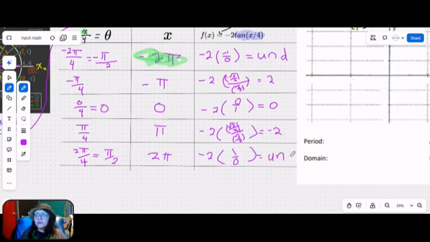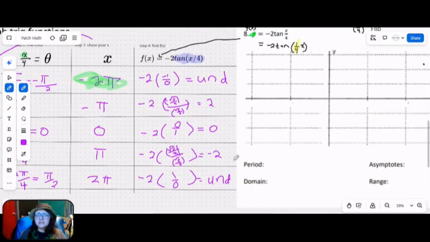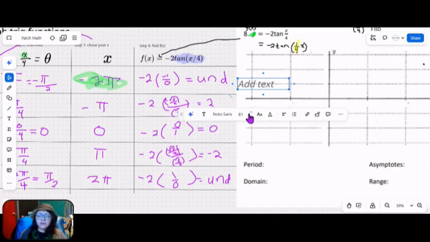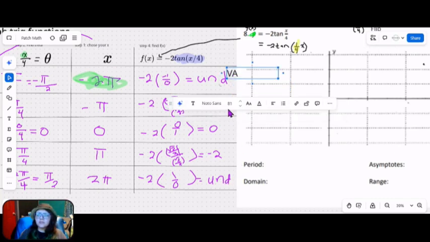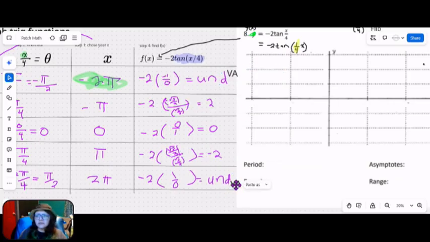That was a mouthful. Now, before we graph this thing, it is important to know, what did we just find? Well, we found a vertical asymptote. We commonly just put VA there. We have another vertical asymptote. Anywhere your f of x is undefined for tangent functions, these will be vertical asymptotes.